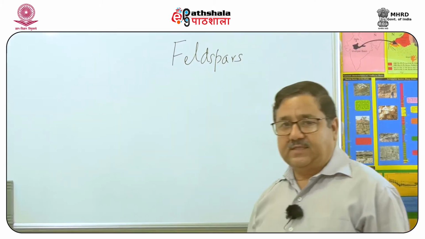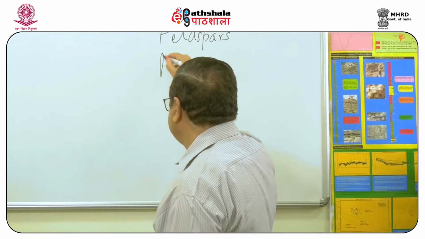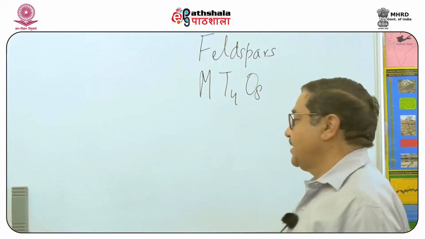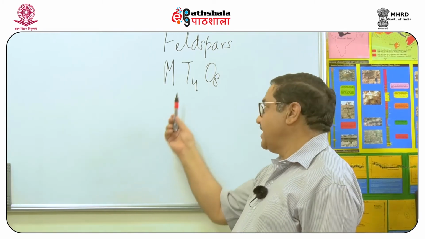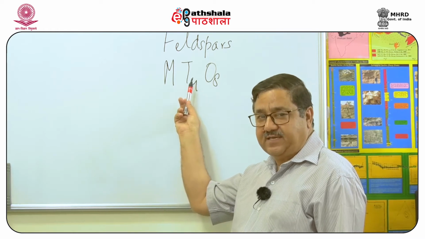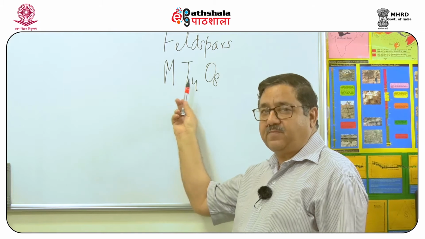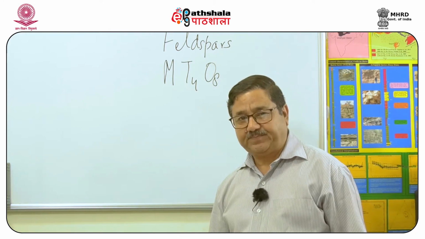Okay, we are back in classroom and we are going to talk about feldspars. The general formula of feldspars is MT4O8, which means that there are 5 cations, which are represented here by 4 T and 1 M cation. So, 4 plus 1, 5 cations for 8 oxygens.